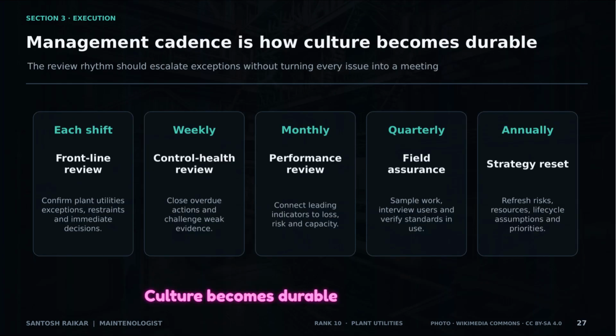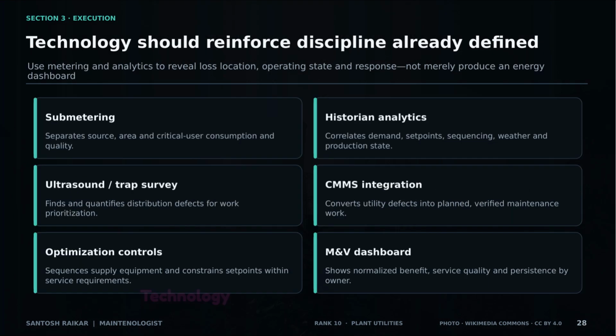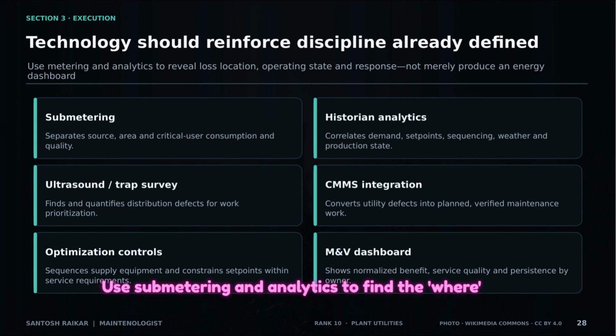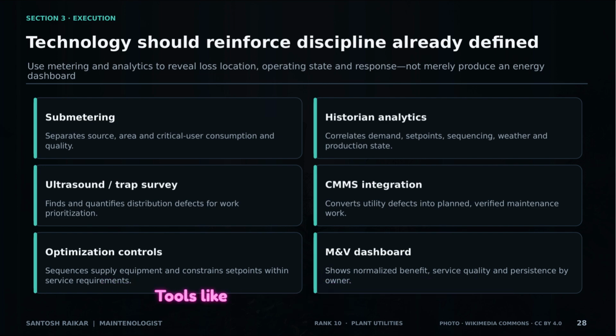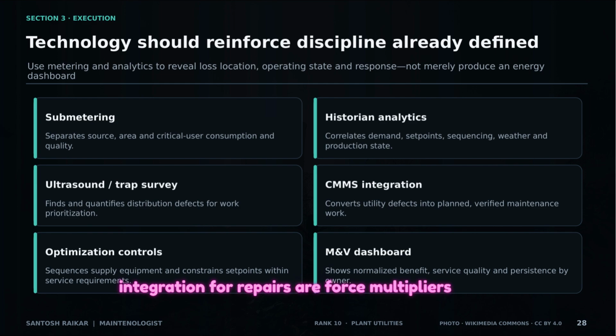Culture becomes durable through cadence. This means a quick frontline review every shift, a weekly check on control health, and an annual strategy reset. It escalates exceptions without turning every single issue into a time-consuming meeting. Technology should reinforce your discipline, not replace it. Use submetering and analytics to find the where and why of loss. Tools like ultrasound for leaks or CMMS integration for repairs are force multipliers for a disciplined team.